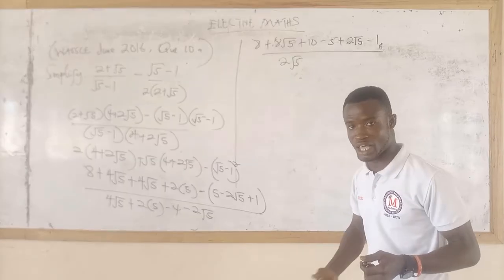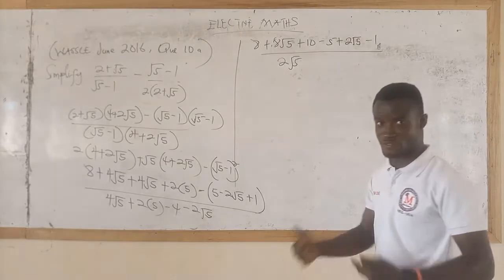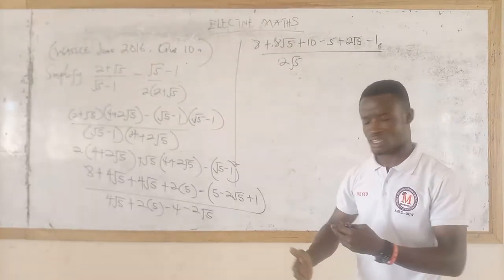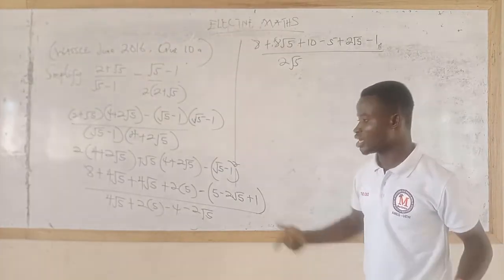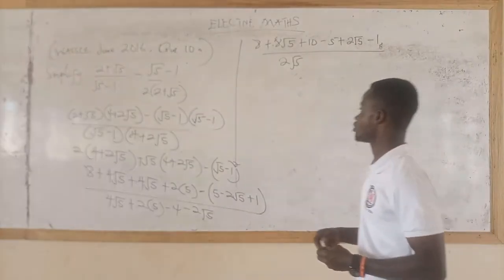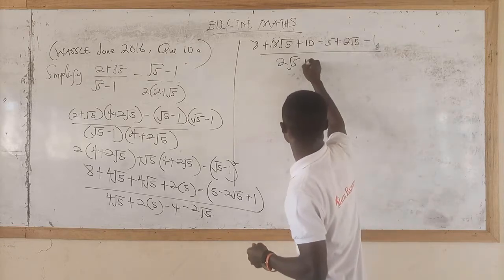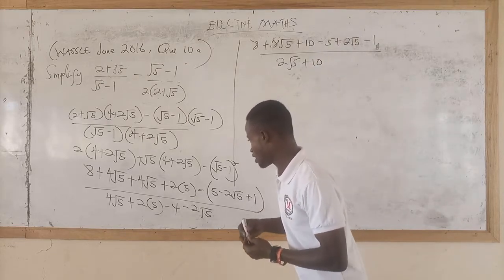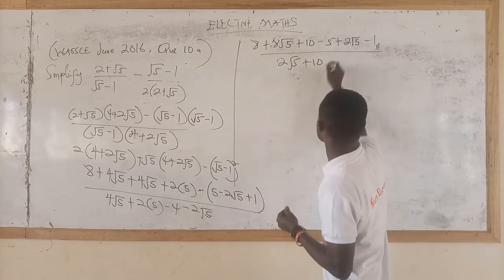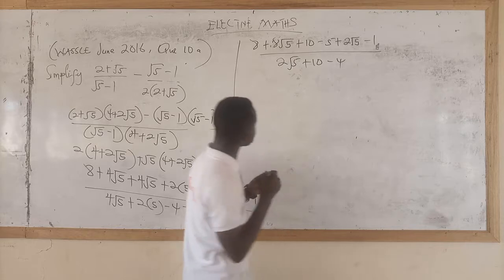If I say something that you couldn't get clearly, you can pause the video and go back. It's a video, so you can pause it, go back and listen to it again. You are going to get it. Alright. This is going to give you plus 10. It's going to give you minus 4. This is already done. So now let's focus here.